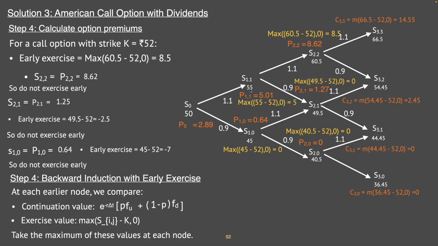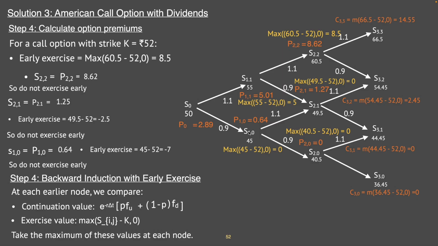When the stock price becomes 55, P11 value is 5.01, which is the continuation value, and this is the early exercise value, max of 55 minus 52 comma 0, which is nothing but 3. So what are we going to do? Early exercise will give you 3 rupees, but if you hold it, you will get 5 rupees. So you are going to hold the option.